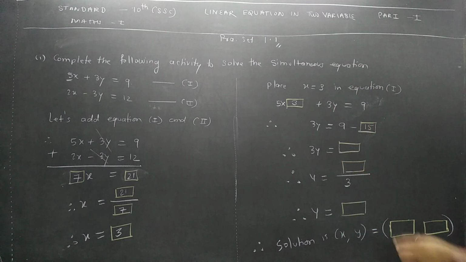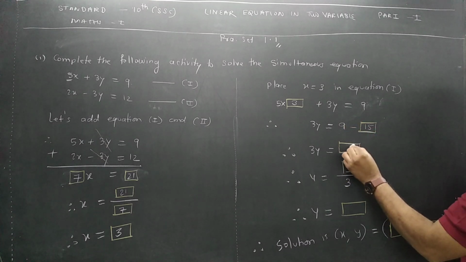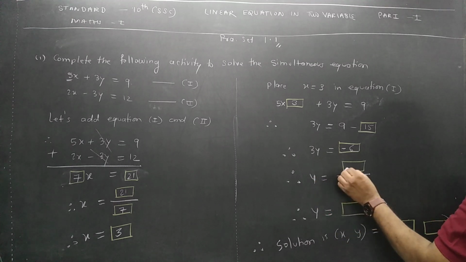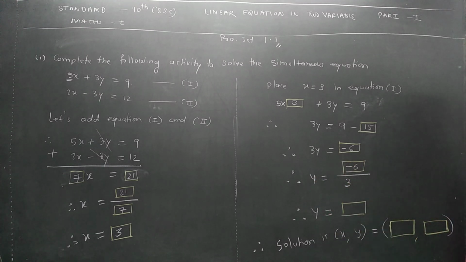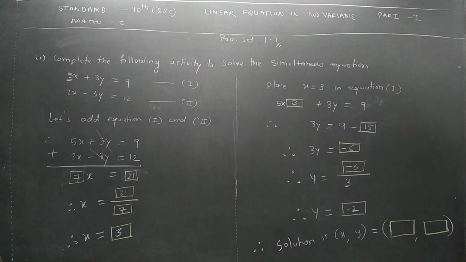You got it? Again, plus 3y minus 15 equals 9, so 9 minus 15 is 6, but you give the sign of the greater number. Now you should be very careful. It is minus 6. So what is the value of y then? Minus 6 upon 2. If I cancel it, I get minus 2. So the value of x is 3 and the value of y is minus 2. That is the answer for this question. Please pause the video and copy it down.